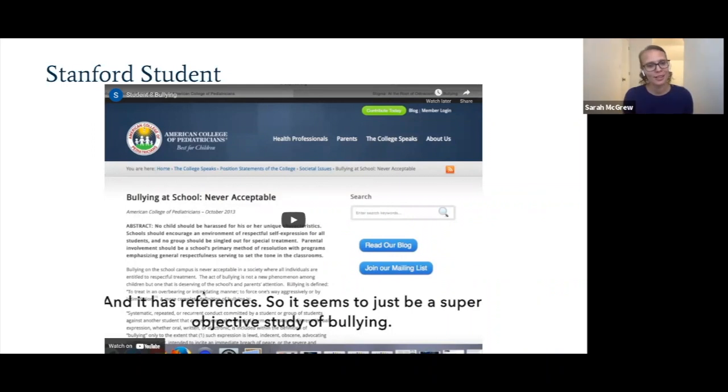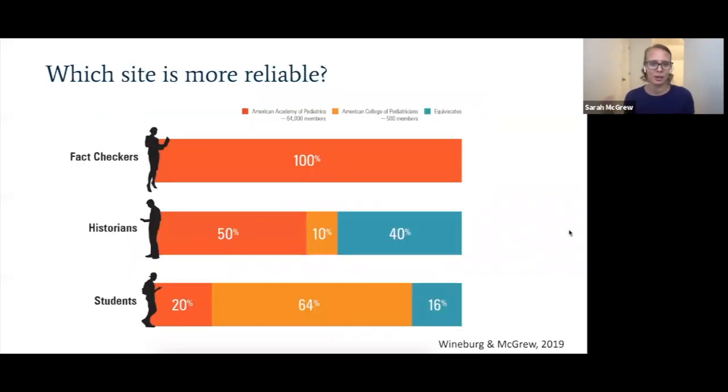So she's trusting herself, but in this case, she comes to a very different conclusion, right? She decides that this is likely a trustworthy source about bullying. And she does that having not learned anything about the source itself, about what the American College of Pediatricians is and what they stand for. And this was a trend that we saw across our participants.